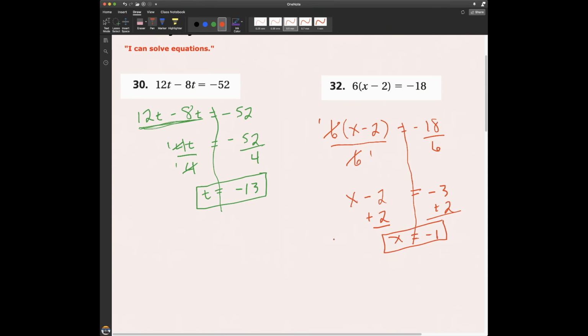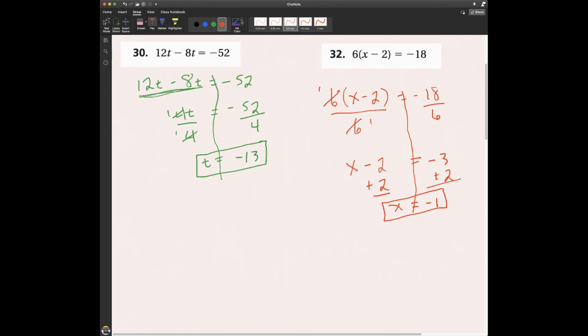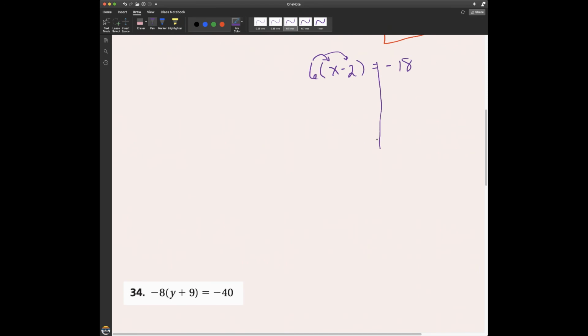The other way that some people like to solve equations like this, and I'll show you here, is, for 6 times x minus 2 equals negative 18, you can use the distributive property. There's no rule that says you don't have to. You can. So 6 times x is 6x. 6 times negative 2 is negative 12. And that equals negative 18. And then you can go ahead and solve this.